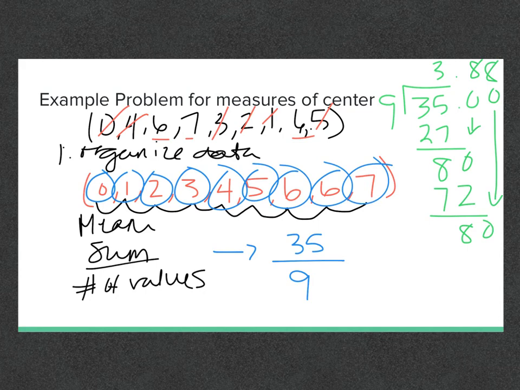Kind of an ugly number. If we would have gotten rid of this 0, then it would have been over 8, and that probably would have been a little nicer. But yes, 3.88 is going to be your mean. You'll usually never run into these decimal issues, so don't worry. So let's go on into our median, mode, and range.